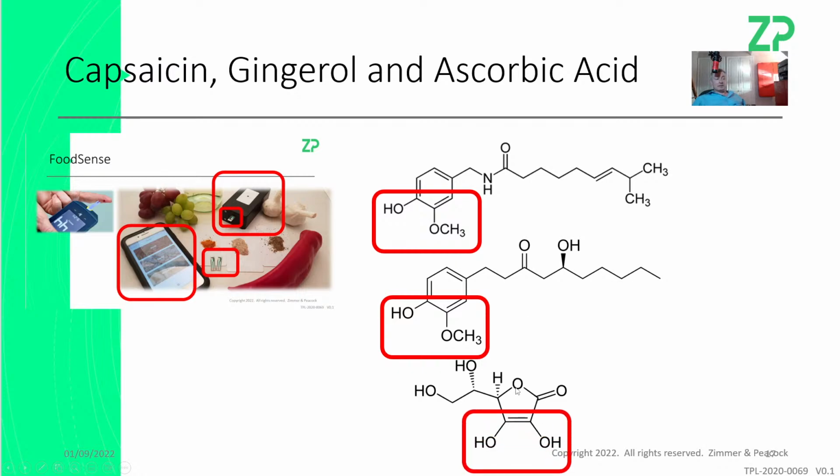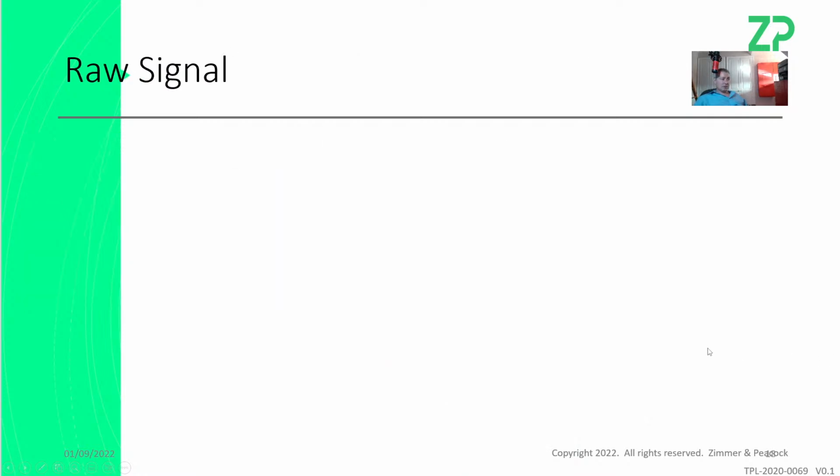And then ascorbic acid, to a chemist, I would actually understand that this OH and this OH were really similar to this OH and this OCH3. I know that's a bit of a stretch, and I'm fortunate that I have a degree and a PhD in chemistry and electrochemistry. But these three molecules, and I'll show you the data as well, in some analytical techniques are quite similar. But I will dig into how we would separate these three on the FoodSense.